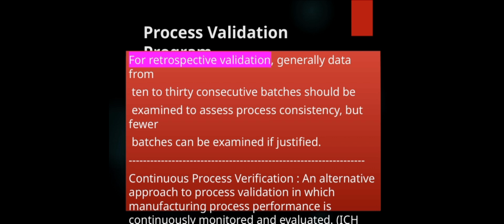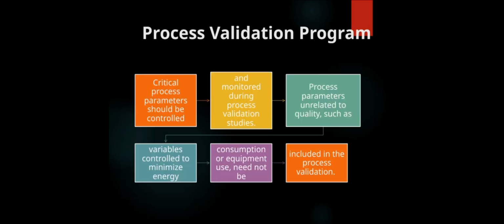Now, an alternative approach that's gaining popularity is continuous process verification, or CPV. Instead of looking back at batches after the fact, CPV involves ongoing monitoring and evaluation of the manufacturing process performance. This method aligns with ICH Q8 guidelines and allows us to ensure quality in real time, making adjustments as needed. Both approaches are part of a broader strategy to ensure process control and product quality. The key takeaway is that, whether through retrospective validation or continuous verification, our focus is on maintaining a consistent, reliable process that meets quality standards throughout production.